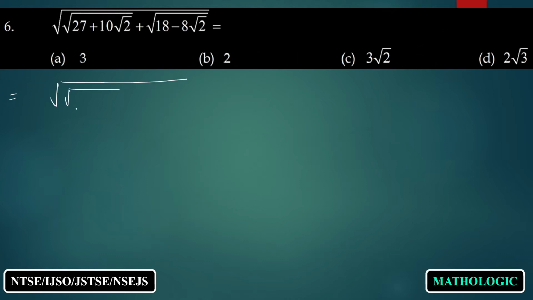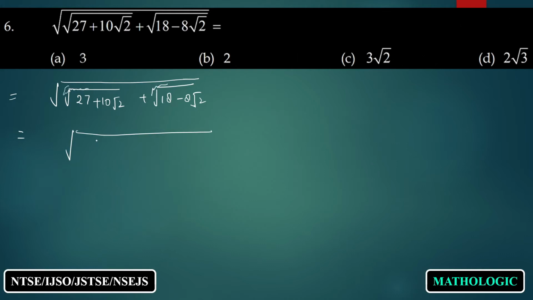We can see there are 2 square roots, square root of 27 plus 10 root 2 and plus square root of 18 minus 8 root 2. Whenever you see this type of format of the question, just start thinking of making a perfect square out of it. Means we are going to remove the squares which are inside the square root, right? So how to do this?